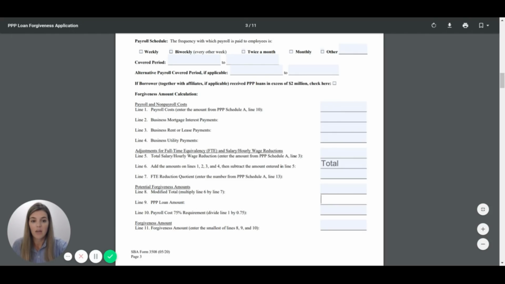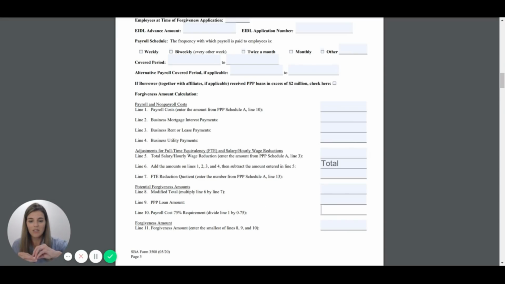So they're saying, go ahead and put in all of these payroll costs, go ahead and put in your loan amount, and then what they're having you do is they're having you take line 1 and divide it by 75%. So it's kind of giving you an option to sort of resize your loan. So this would be in a situation that maybe you had very little payroll costs, but you had a lot of rent and mortgage payments. It's going to make line 8 look really big.